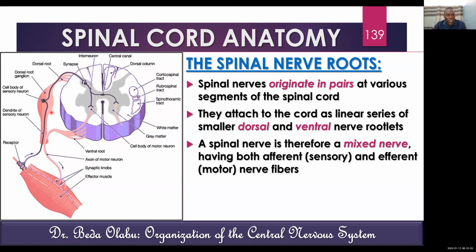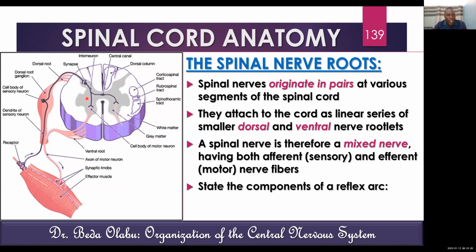This other image shows you the same concept, but now the ventral side is the one in front here. So this is the ventral root, that's the dorsal root, and there are rootlets there. Point to note is that the dorsal root of the spinal nerve usually has a swelling, which we call the dorsal root ganglion, containing the cell bodies of the sensory nerves.